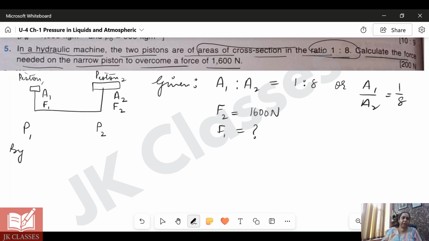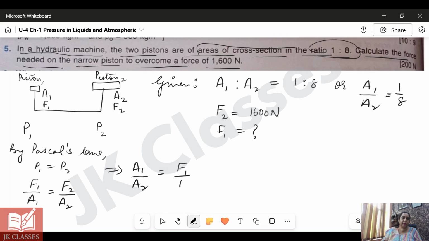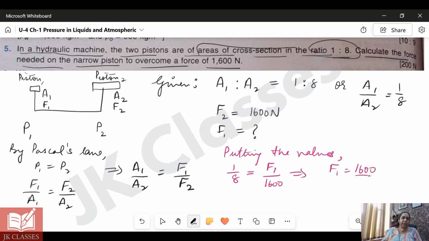Now, by Pascal's law, P1 equals P2, which means F1 over A1 equals F2 over A2. This implies A1 over A2 equals F1 over F2. Now we'll put the values. 1 over 8 is equal to F1 over 1600. This implies F1 is equal to 1600 over 8, that is 200 Newton. That's our answer.